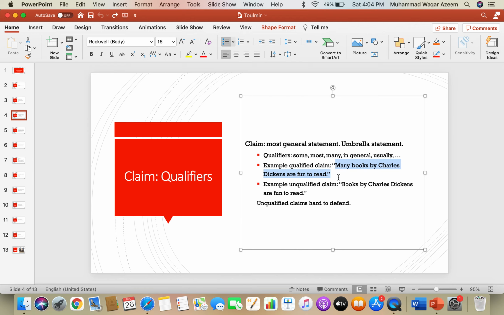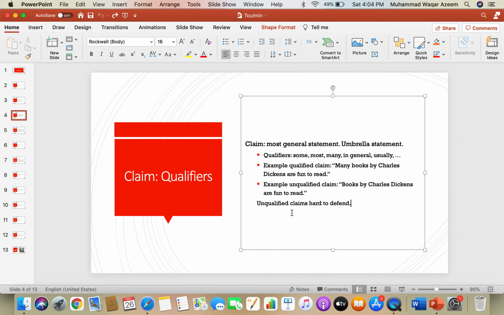Now it is very hard to argue against this claim because the writer has already taken care of the possible objection to his claim. Of course, the possible objection could be that one book by Charles Dickens is not fun to read, or two of them are not, or three of them are not. So the writer is very clever in putting a qualifier in this particular claim, saying that many books by Charles Dickens are fun to read.